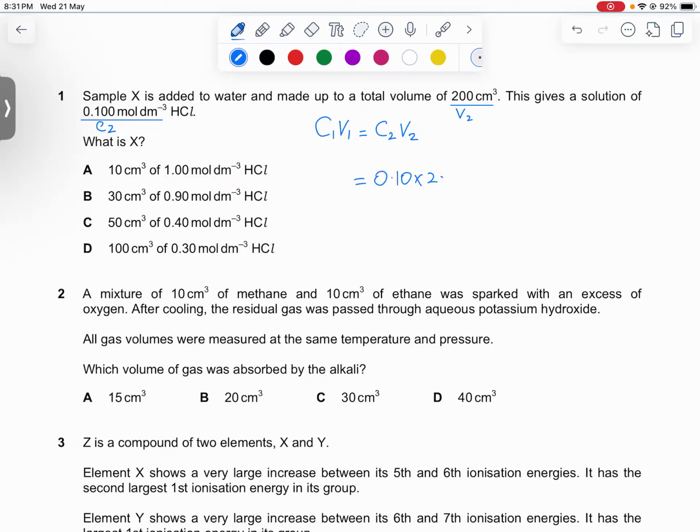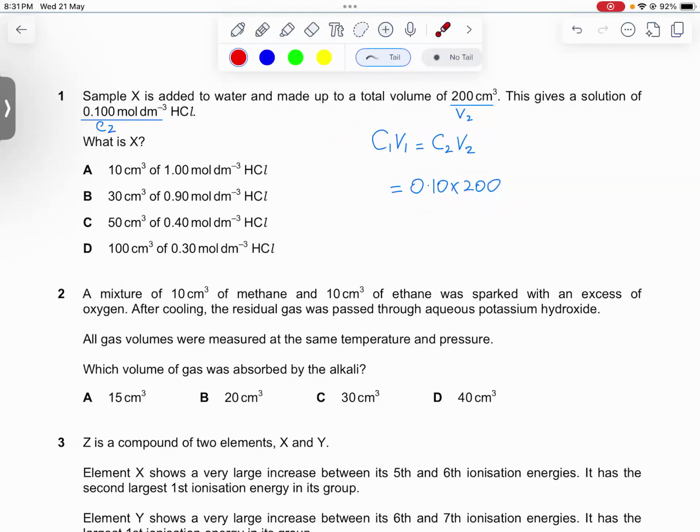0.10 multiplied by 200, and over here we don't even have to change the unit because on both sides the unit is centimeter cube, so we can keep the unit over here. All right, we do not have to change. Even though the concentration is in mole per dm cube, over here we do not have to change. We can do it without changing the formula. All right, so any one of these options, when they are multiplied with each other, they should give us this much.